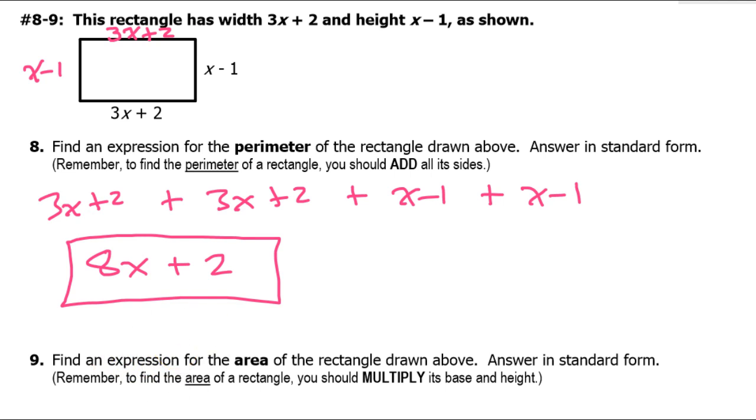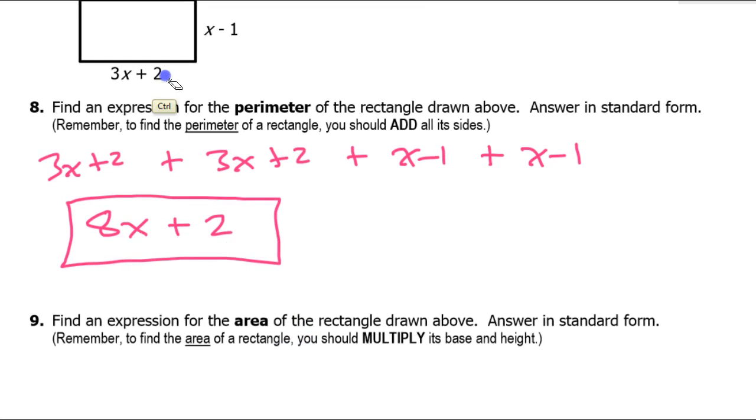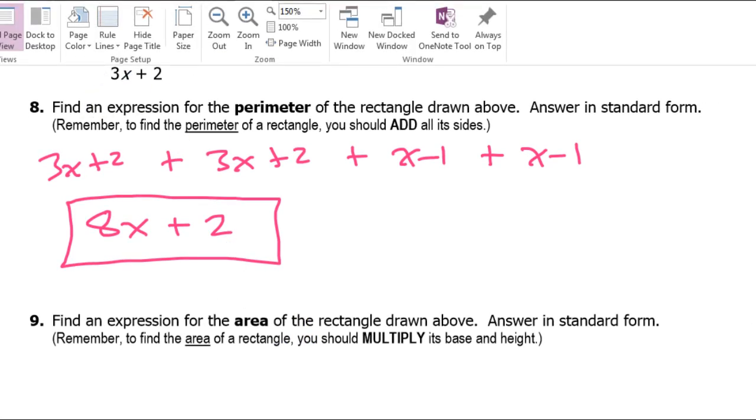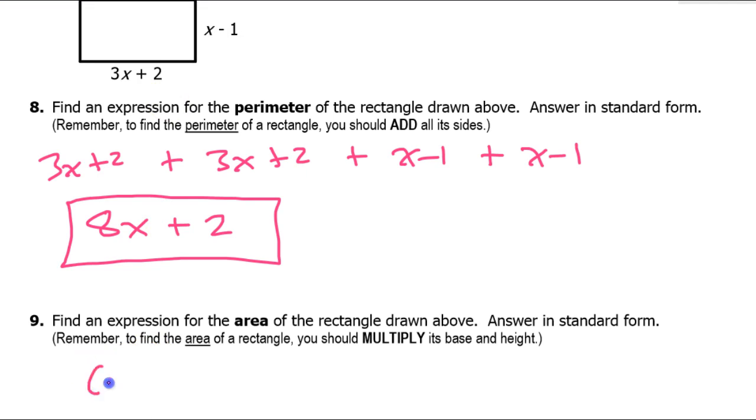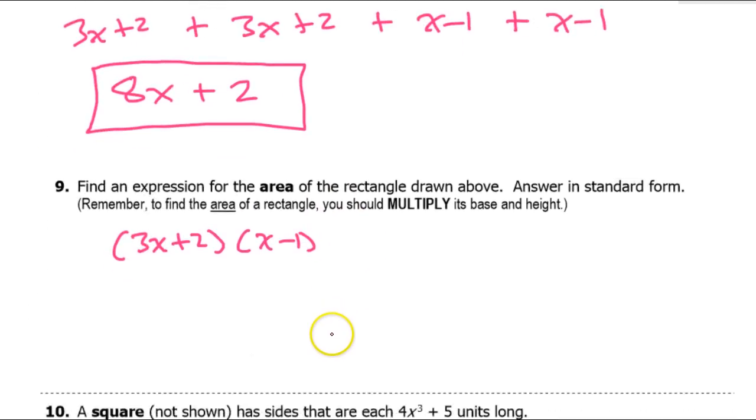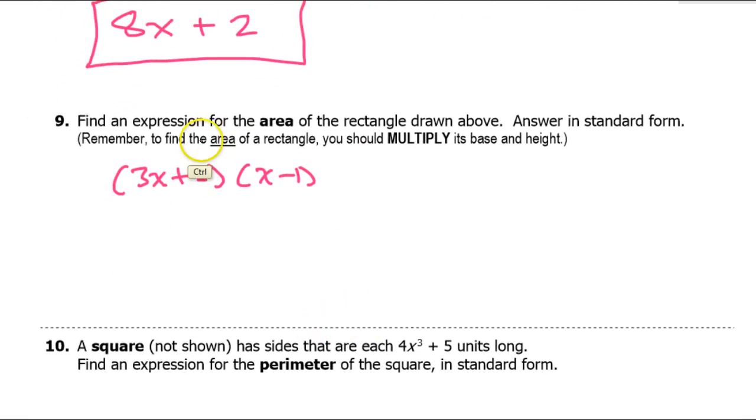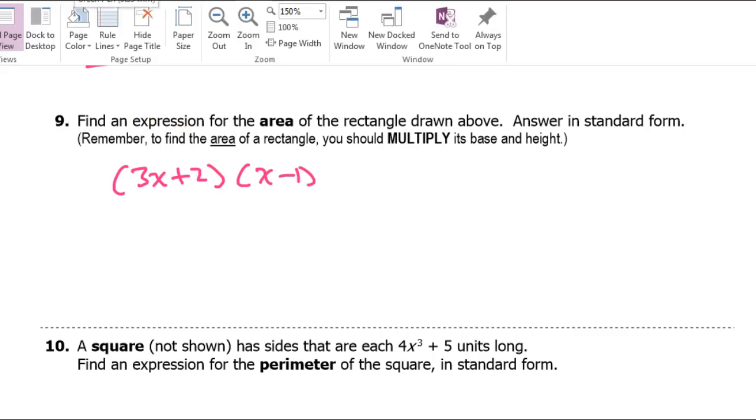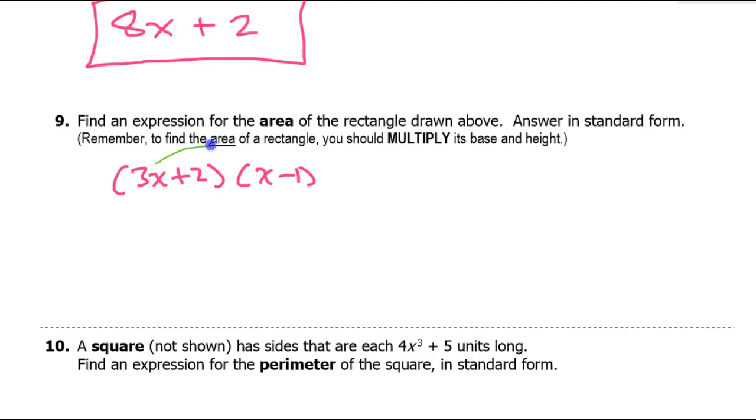Okay, now we need an expression for the area for problem number 9. So, of course, the area of a rectangle is the base times the height. So that's why we're going to be doing 3x plus 2 times x minus 1, all right, base times height. So we've seen this in previous problems, so we know that we have to do the distributive property twice.